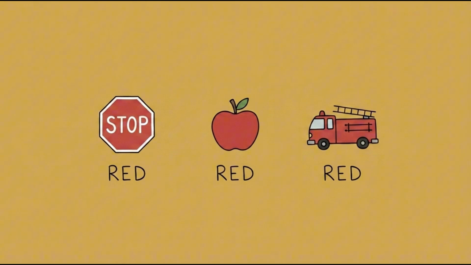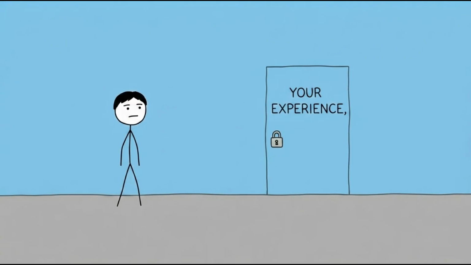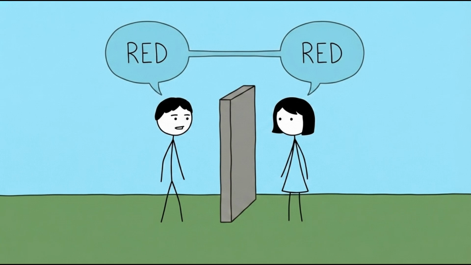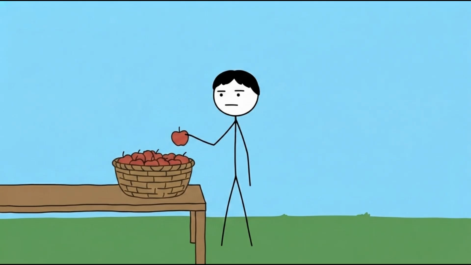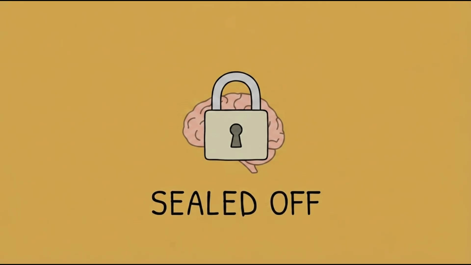Nobody can compare experiences directly. We can only compare words, and the words match perfectly even if the underlying experience doesn't. There's no test that could ever catch this. Every single behavior test would come back identical. I'd stop at stop signs. I'd pick the red apple. The mismatch, if it exists, is permanently sealed off from any way of checking.